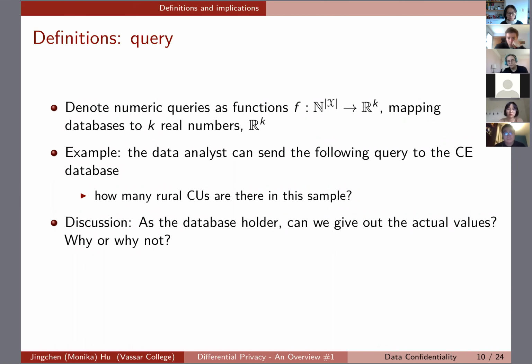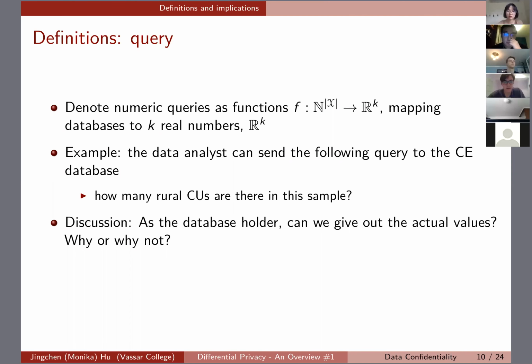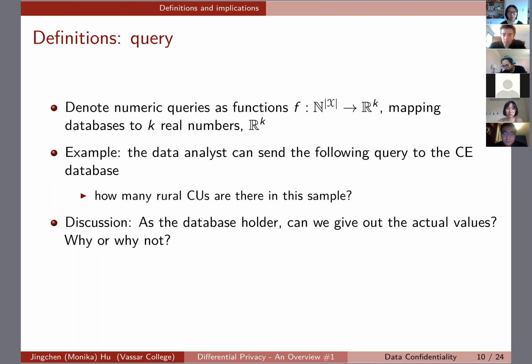We are the people who have access to the data, so we will be able to get the exact count. We will know exactly how many rural CUs there are. So the question now becomes, can we give out that value directly? Yes or no, and then why?